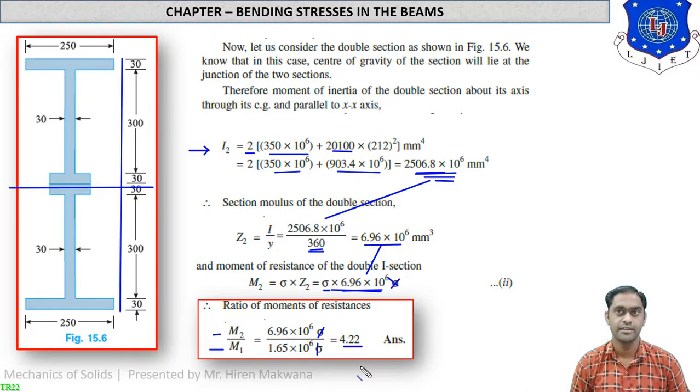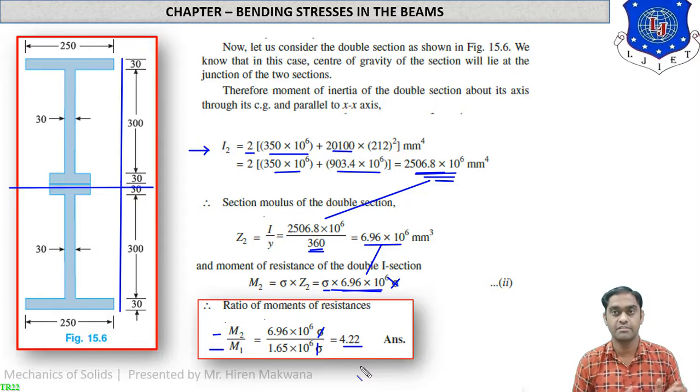Or you can say that moment of resistance for the second section is 4.22 times the moment of resistance for the first section if you cross multiply M1. Which means what? This section, by joining two I sections, this welded section becomes stronger, which gives you more moment of resistance towards the loading. So this type of section is strong enough to withstand the loads. Okay, so here is our fundamental for this numerical.